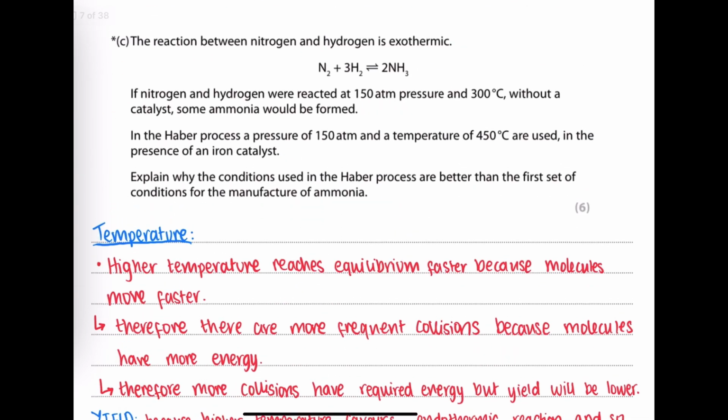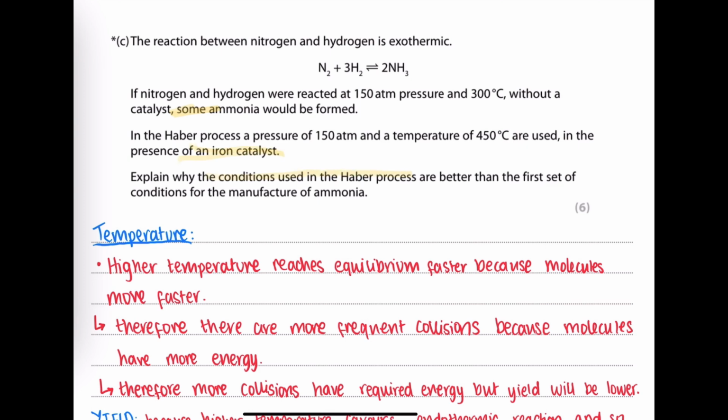C. The reaction between nitrogen and hydrogen is exothermic, and if nitrogen and hydrogen reacted at 150 atmosphere pressure and 300 degrees Celsius without a catalyst, only some ammonia would be formed. In the Haber process, a pressure of 150 atmosphere and a temperature of 450 are used in the presence of an iron catalyst.